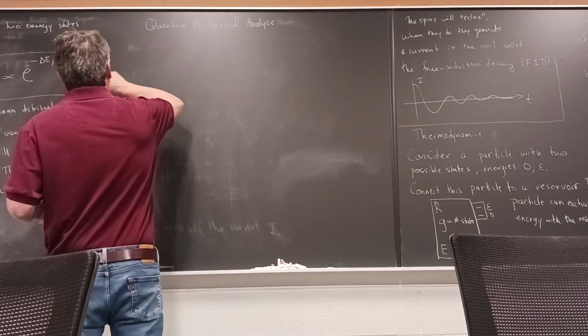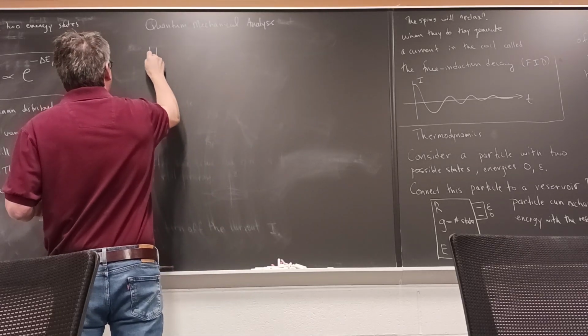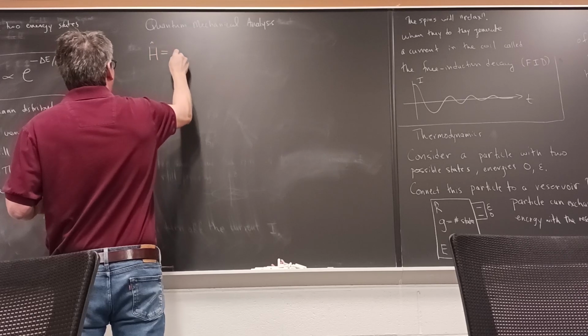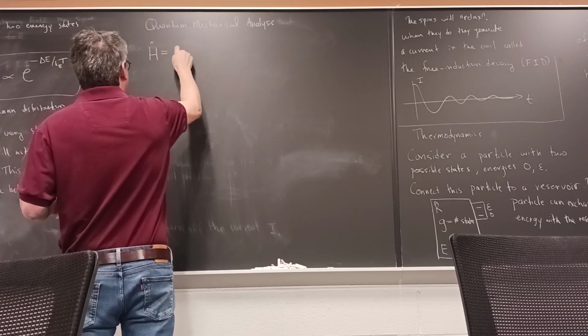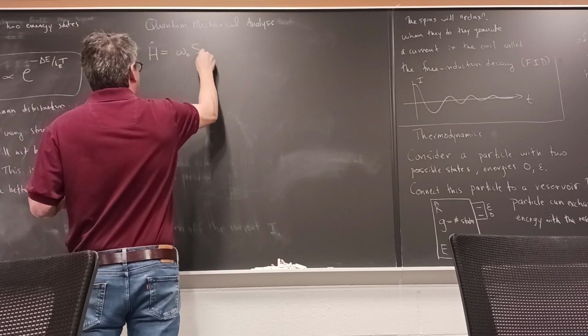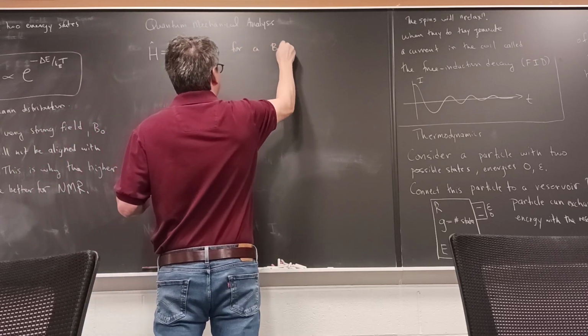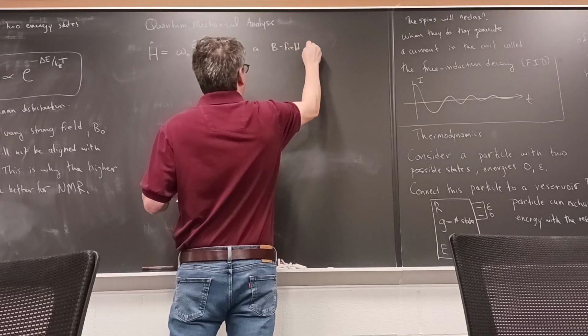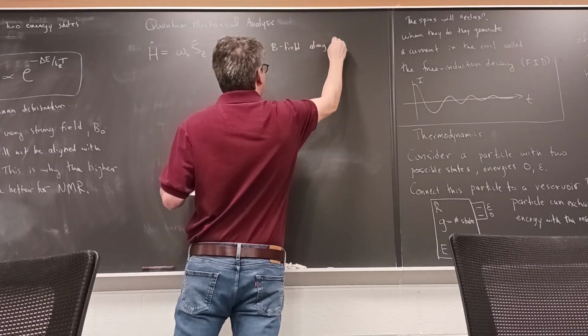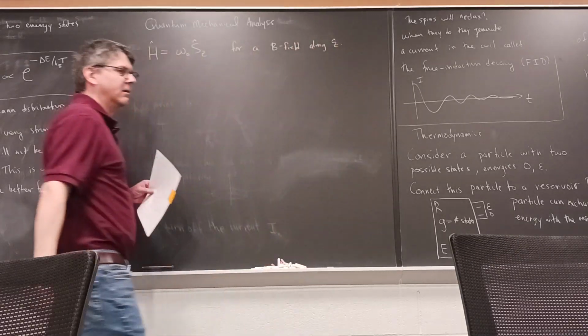All right, so we saw before that H, when we had just a B field, was for a B field along Z.